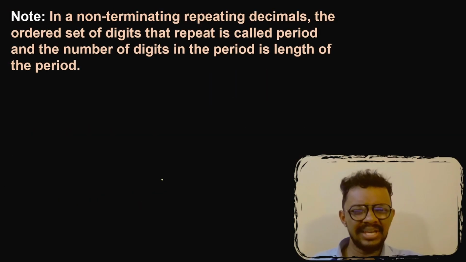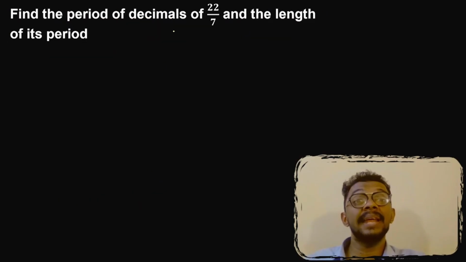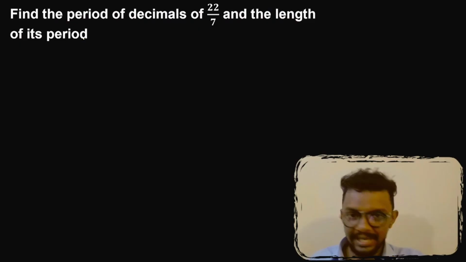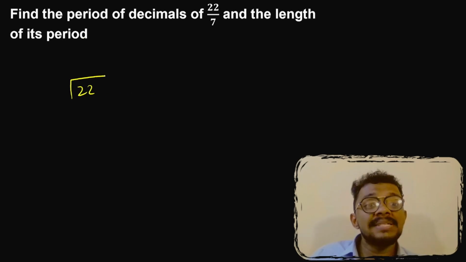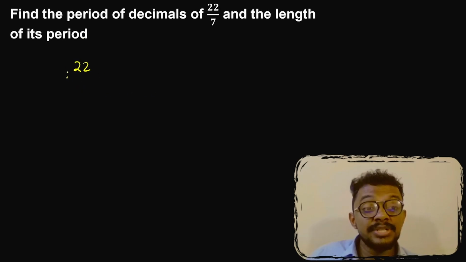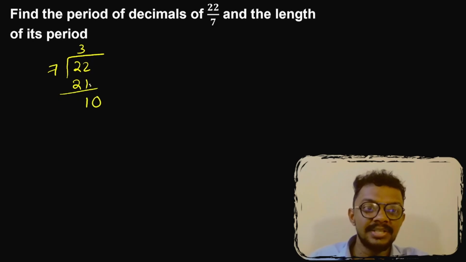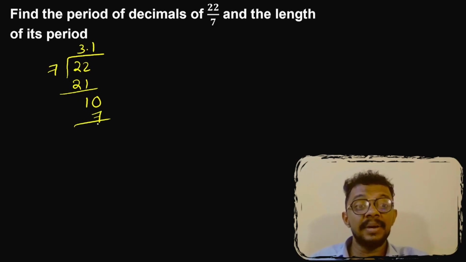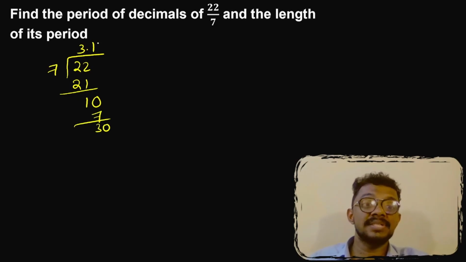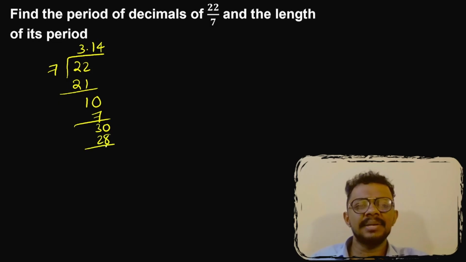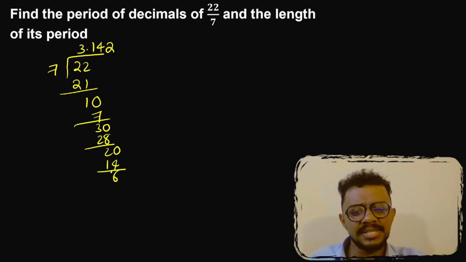Have you understood? Okay, if you don't, we have a problem to discuss. Find the period of the decimal of 22 by 7 and the length of its period. We can do that. 22 divided by 7. Listen very carefully. In 22, how many 7s are there? 3. 3 into 7, 21. Remainder 1. An extra 0, and I will give a decimal. In 10, how many 7s are there? 1. 1 into 7, 7, remainder 3, and extra 0. In 30, how many 7s are there? 4. 4 into 7, 28, remainder 2, and extra 0. In 20, how many 7s are there? 2. 2 into 7, 14, remainder 6, and extra 0.